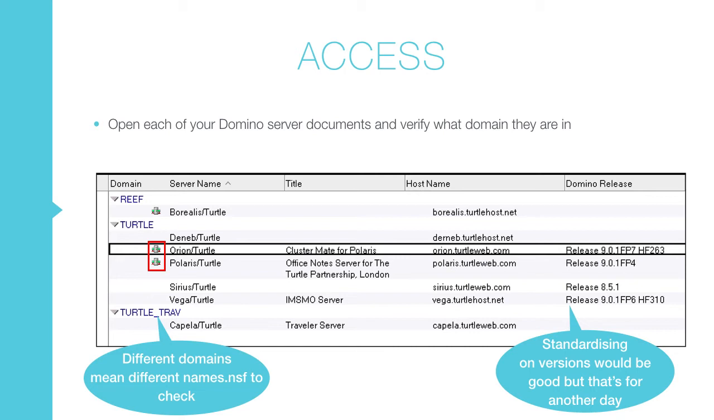On the right-hand side, you can see I've got all different versions here of Domino running on these servers. Standardizing on versions would be a really good starting point to make our upgrade to version 10 easier. If we're upgrading from a baseline of every server being on the same version to version 10, that's going to make everything much smoother, much easier to plan, and much more reliable.